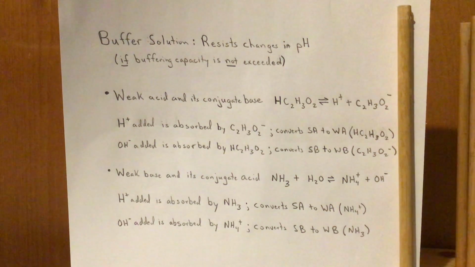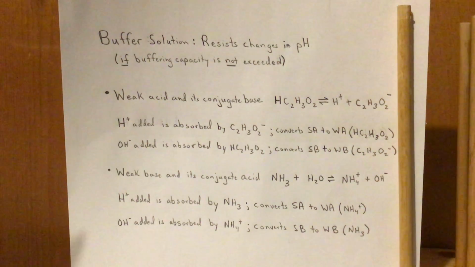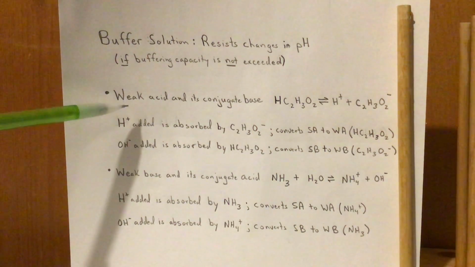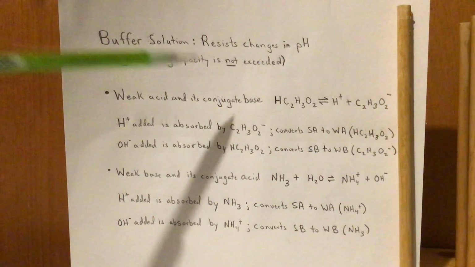Buffer solutions are solutions that resist changes in pH, assuming that your buffering capacity is not exceeded. So, what is an example of a buffer solution system? A weak acid and its conjugate base.